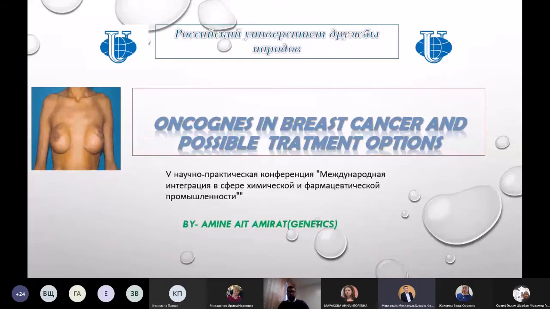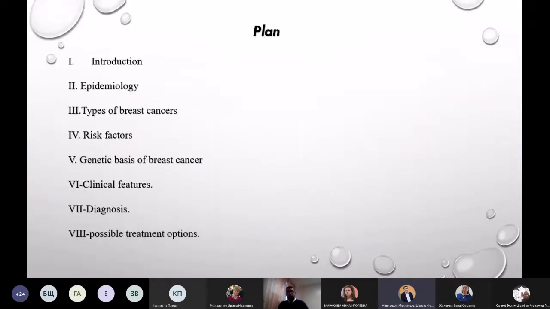Respectful professors and dear colleagues, I'm Amirat, PhD student in genetics. I will talk about oncogenes in breast cancer and possible treatment options with my colleague, surgeon Dr. Mikhail. First of all, our agenda is, as you see, I will talk about the first 5 points, and my colleague will continue the remaining part.